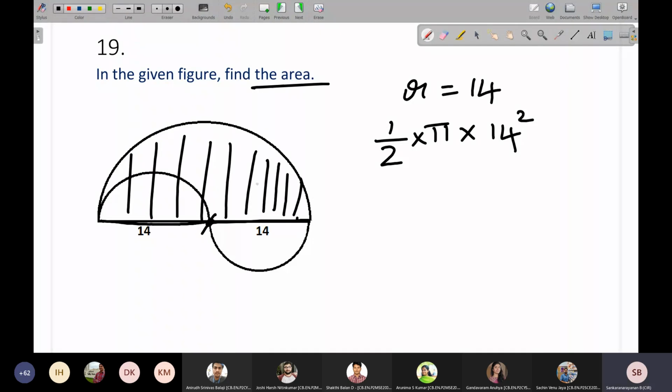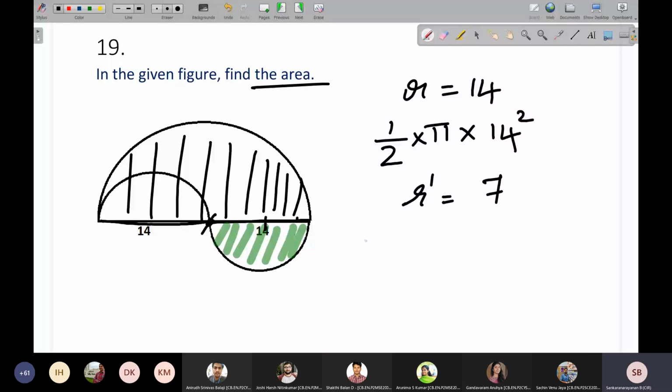Now, I want you to focus on this small lobe that is present. Can you tell me what will be the radius associated with that small lobe? How much will it be? 7 units. So it is also a semicircle. Okay, so you can see that this area will be half of pi into r dash square, that is 7 square.